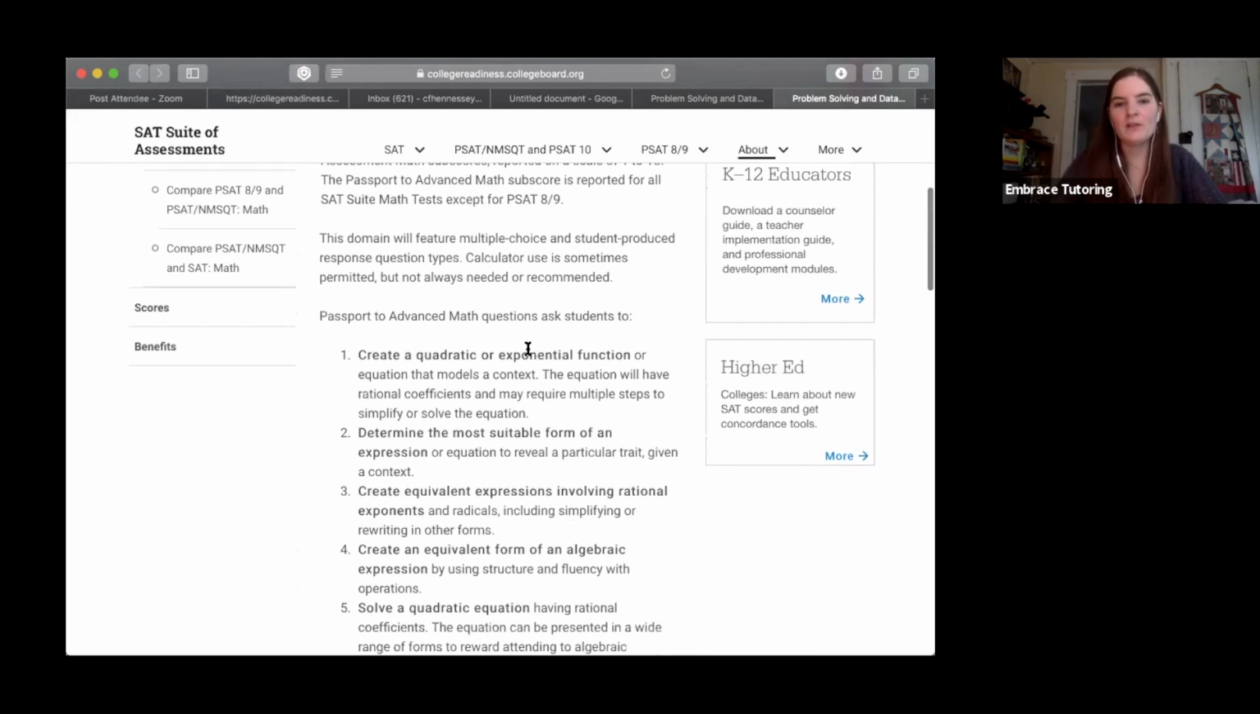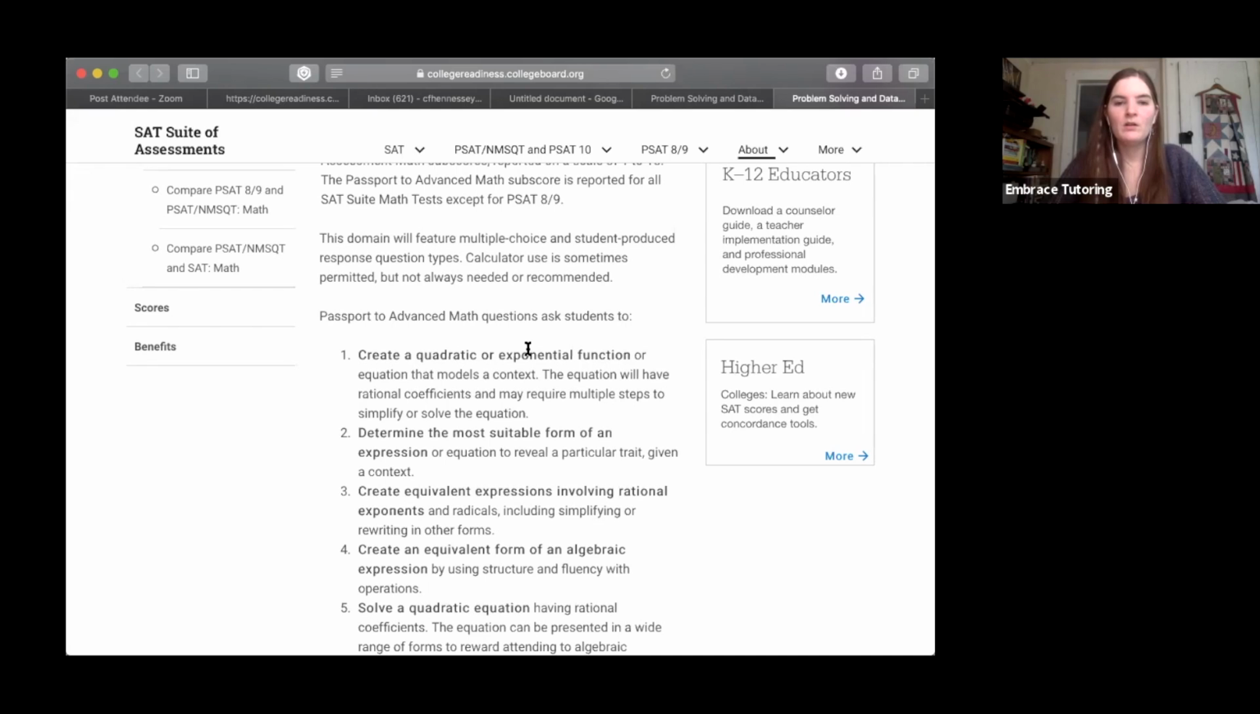So this one, you sometimes use a calculator, but it's not always needed or recommended. So you might see some of these on the non-calculator portion of the math test. You might see some on the calculator portion. If it is on the calculator portion, chances are you probably do need a calculator. But you might be able to solve it without one. You can try.